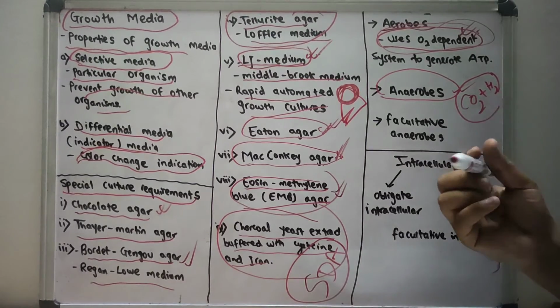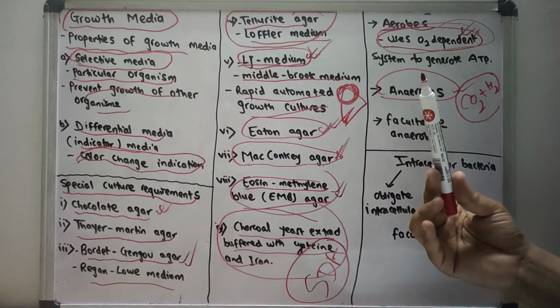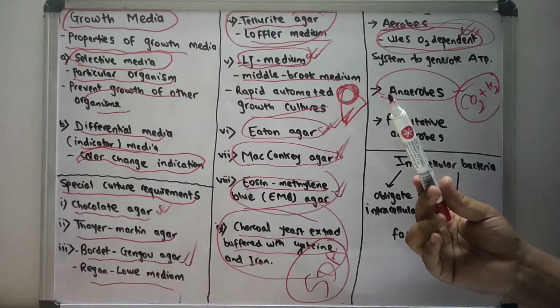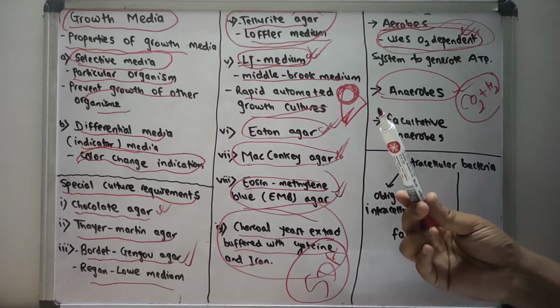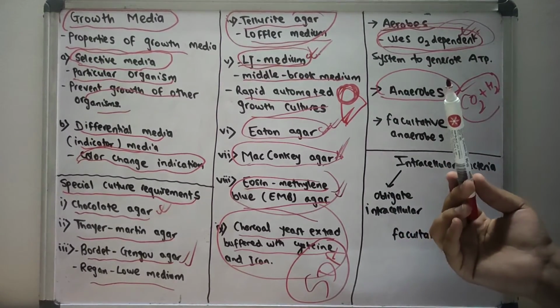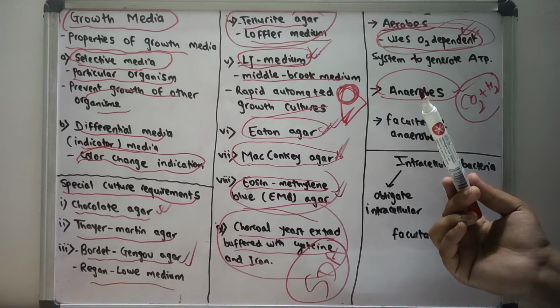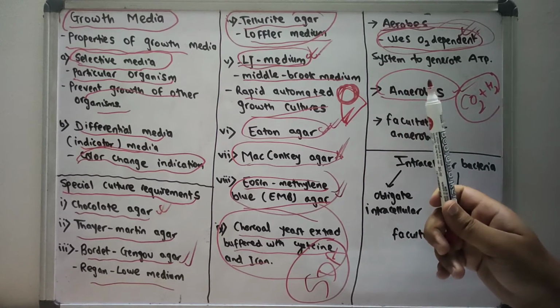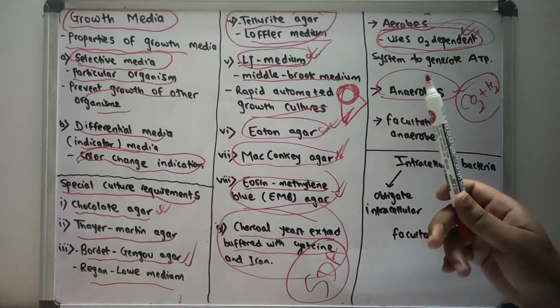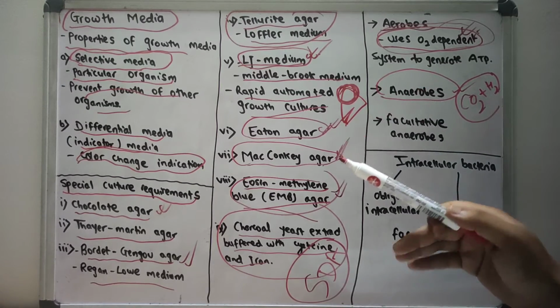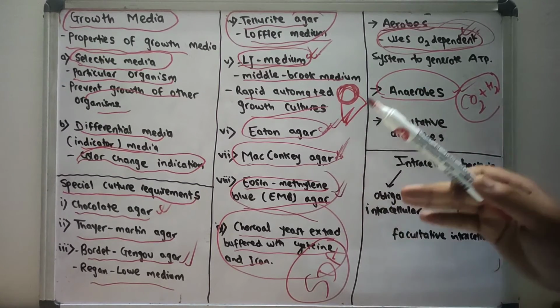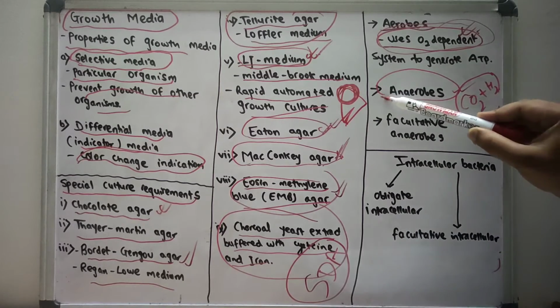Anaerobes are normal flora in the GI tract, and they are pathogenic elsewhere if they are found outside the GI tract. Aminoglycosides are ineffective against anaerobes because this antibiotic requires oxygen to enter into the bacterial cell. So aminoglycosides are not used against anaerobes.